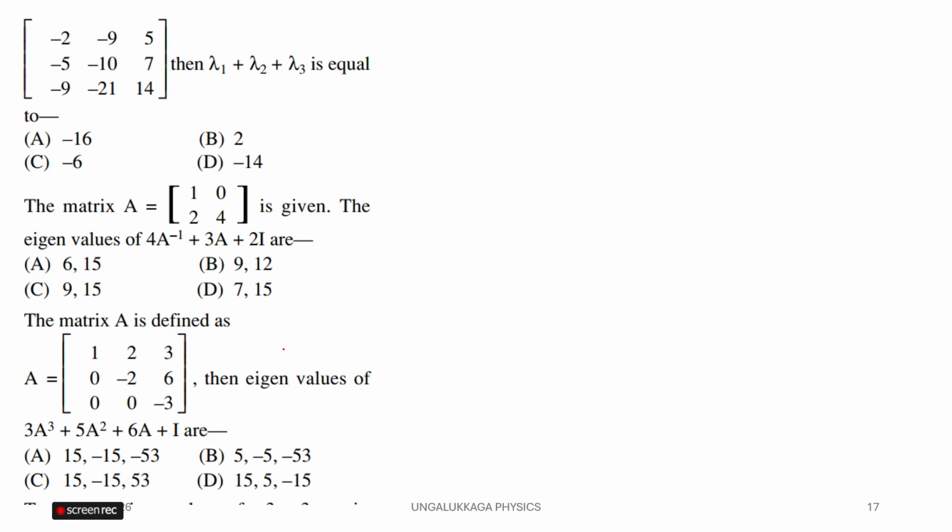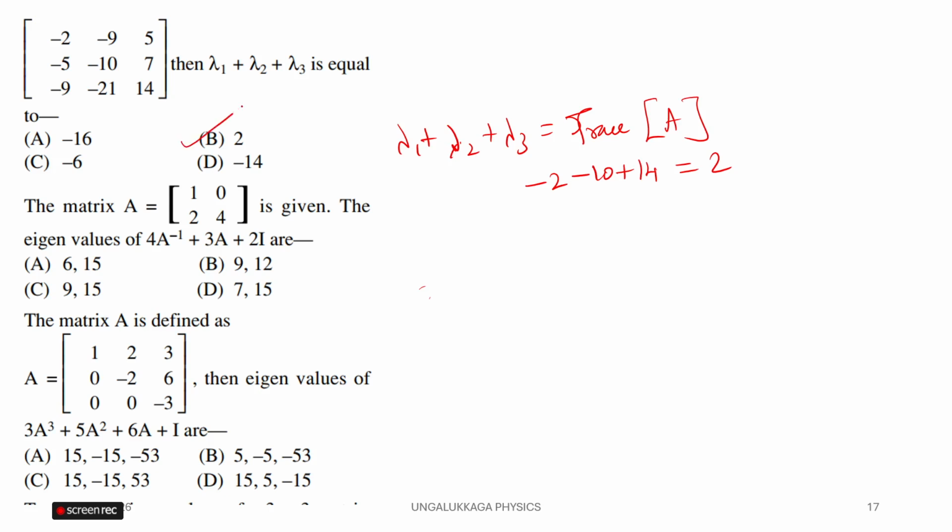And we have a matrix. They asked for lambda 1 plus lambda 2 plus lambda 3, which is nothing but the trace of matrix A. So here we have the matrix: minus 2, minus 10, plus 14. So the answer is plus 2. So option B is the correct answer.